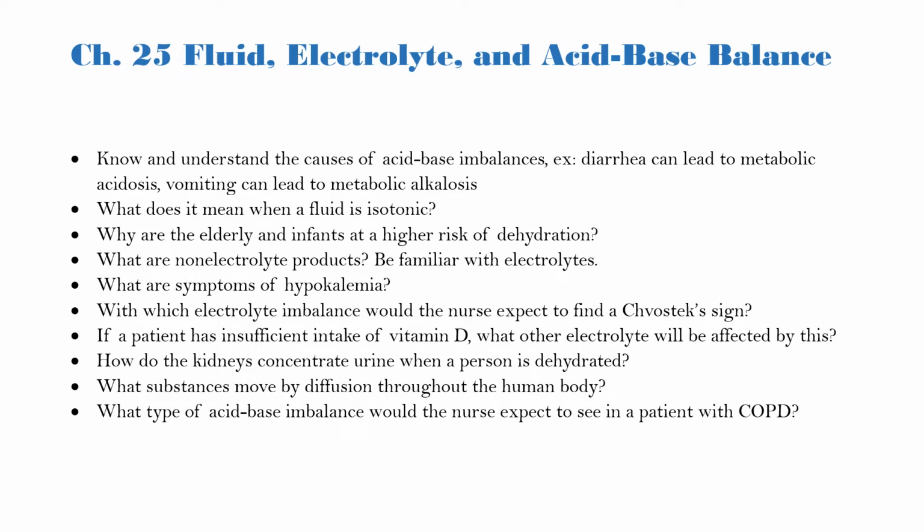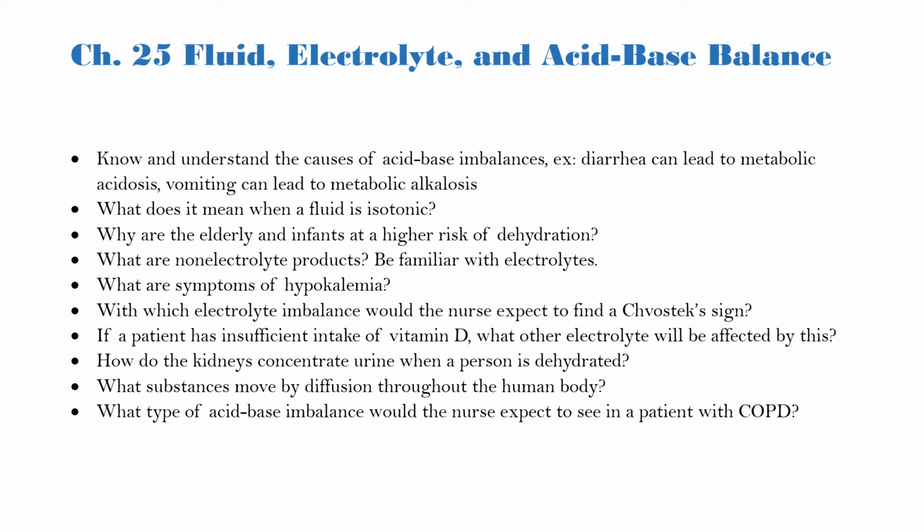Know and understand the causes of acid-base imbalances. For example, diarrhea can lead to metabolic acidosis, vomiting can lead to metabolic alkalosis. So we can find that information very well organized on a table on page 456.